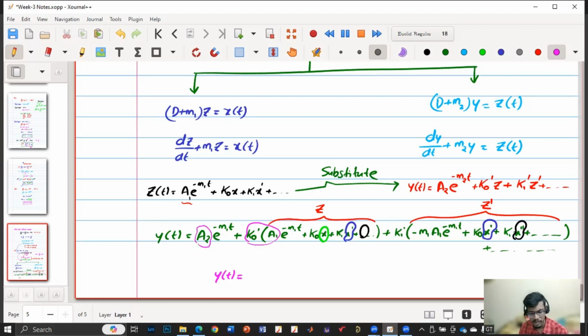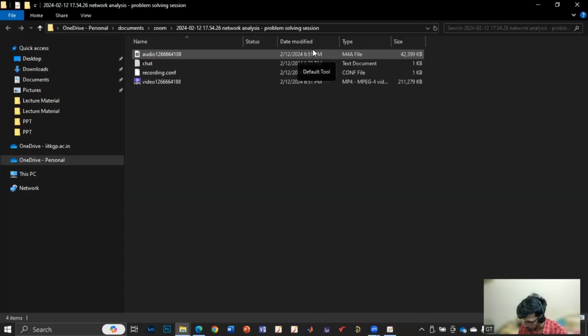So y of t can in general be written as some a1 into e to the power minus m1t plus some a2 into e to the power minus m2t. Kindly note that I have written m1 here, it should be m2. Okay, so these are exponential terms.